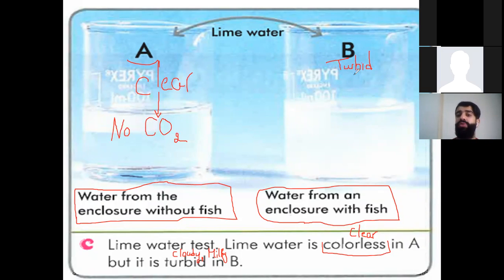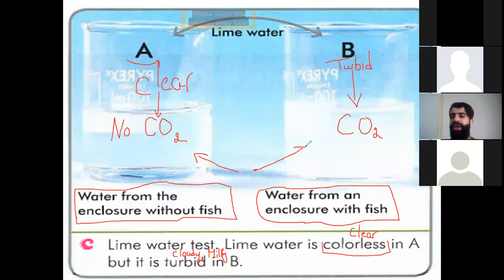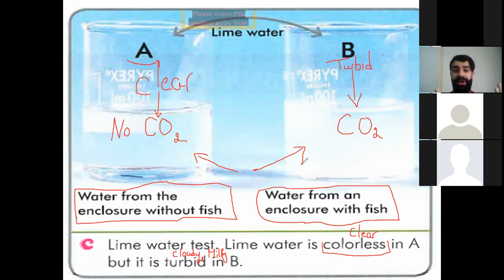While in the second one, Jude, it becomes turbid. So what does this mean? There is CO2. We have CO2. Very good. So if you look here, the water is clear, while in this one, it's turbid. Thank you, Jude. So here Jude says, in tube A, the lime water is clear, so there is no CO2, while in tube B, it's turbid, so we have CO2.